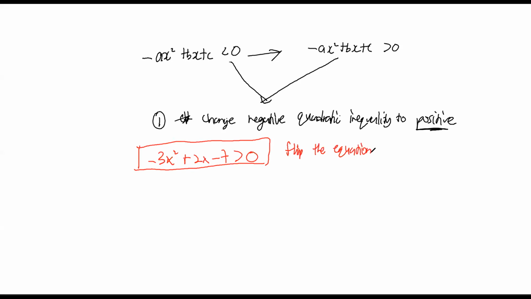Jika kita flip the equation, everything will be the opposite. Negative 3x squared will be positive 3x squared. Positive 2x will be negative 2x. Minus 7, negative 7 will be positive 7, and greater than 0 will be lesser than 0. So once you have done that, you can just apply to the question lah, macam biasa.